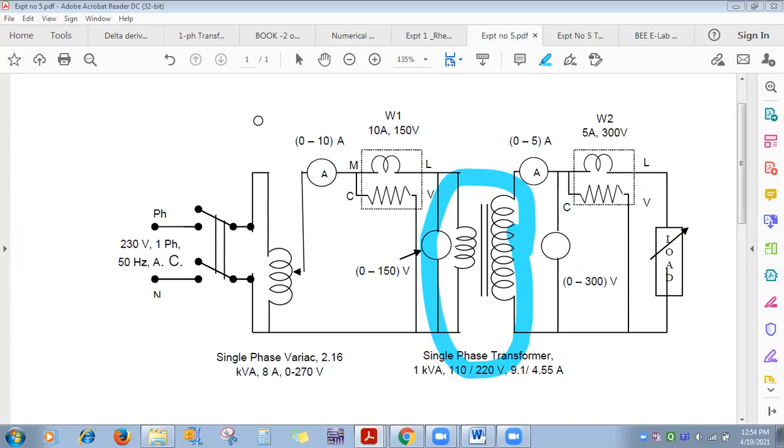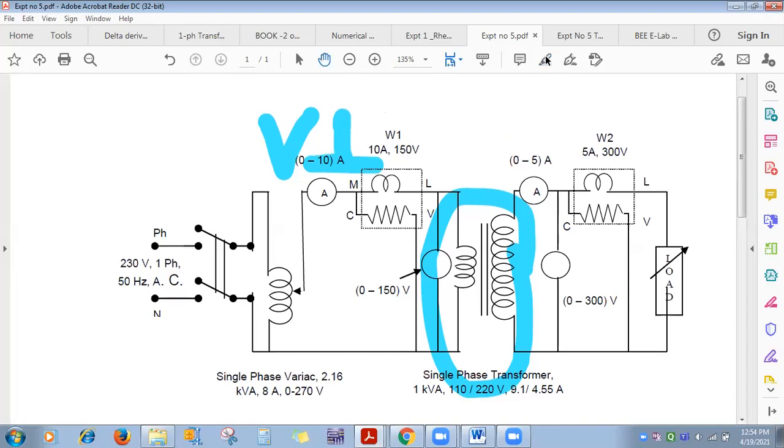If you see the formula for power in a DC circuit, it is only V into I. In DC circuits, voltmeter and ammeter readings are sufficient.